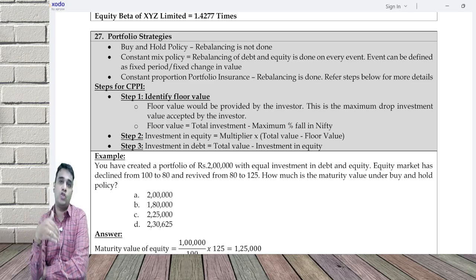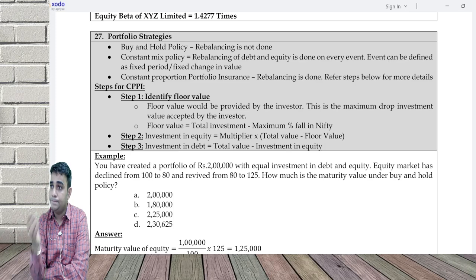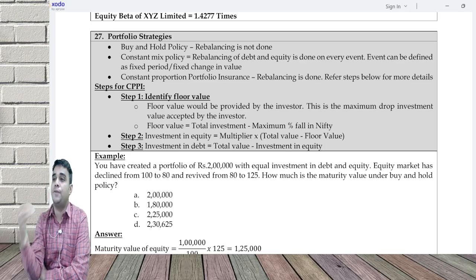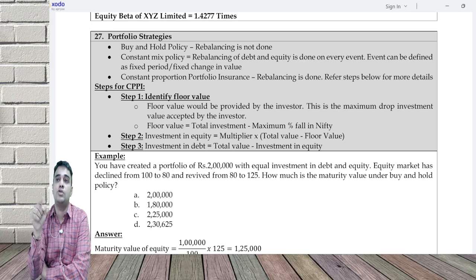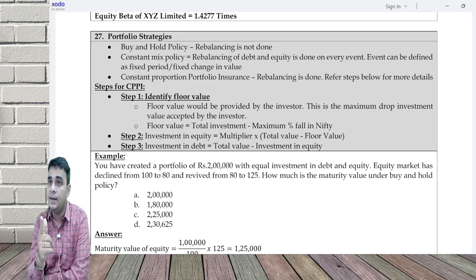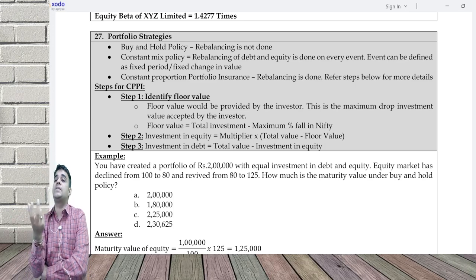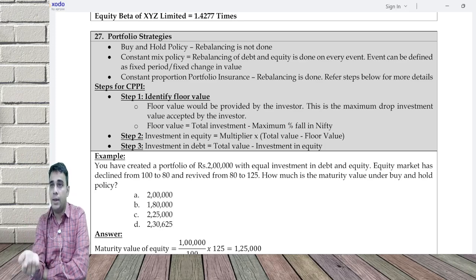When the market goes down, you started with 50-50, and it went down to 40 and 50. Your total is 90,000. Make it 45-45, which is indirectly a buy. So what constant mix does is, when the market goes up, you will end up selling your equity portion, and when the market goes down, you will end up buying your equity portion.